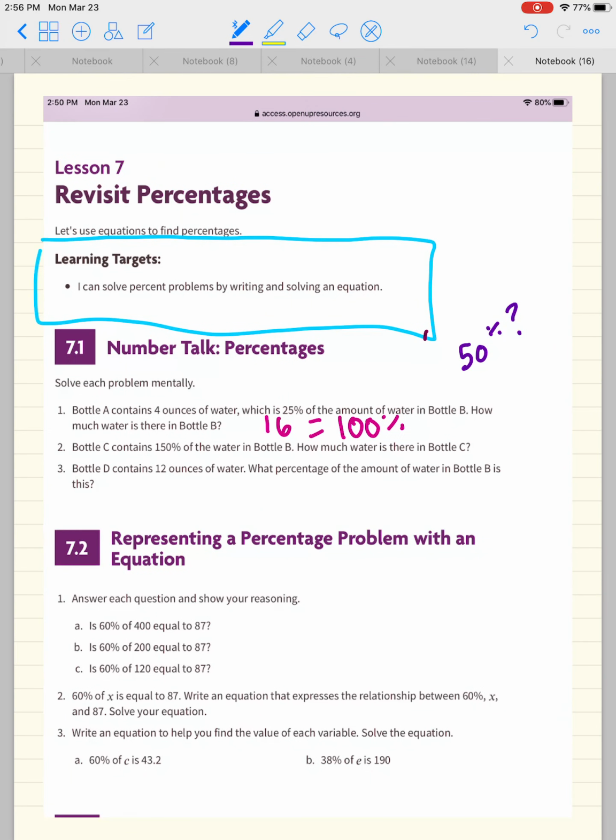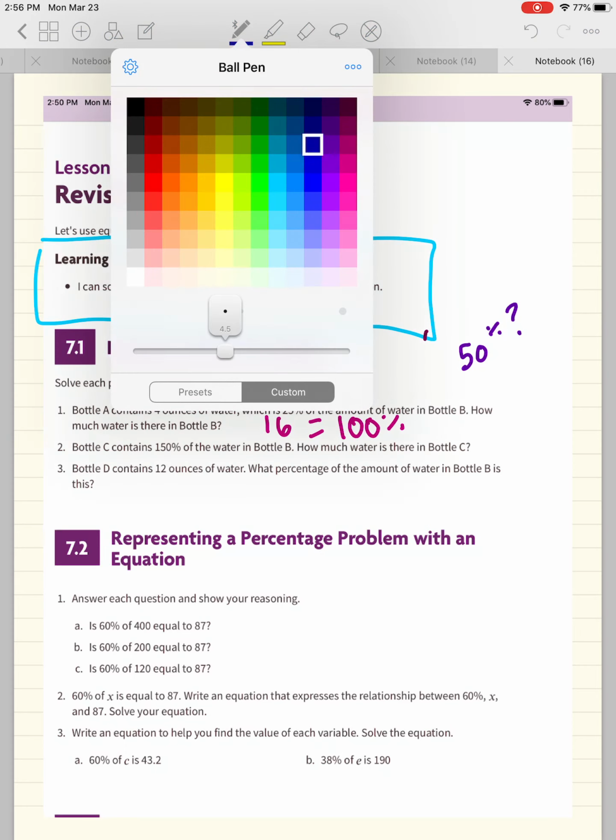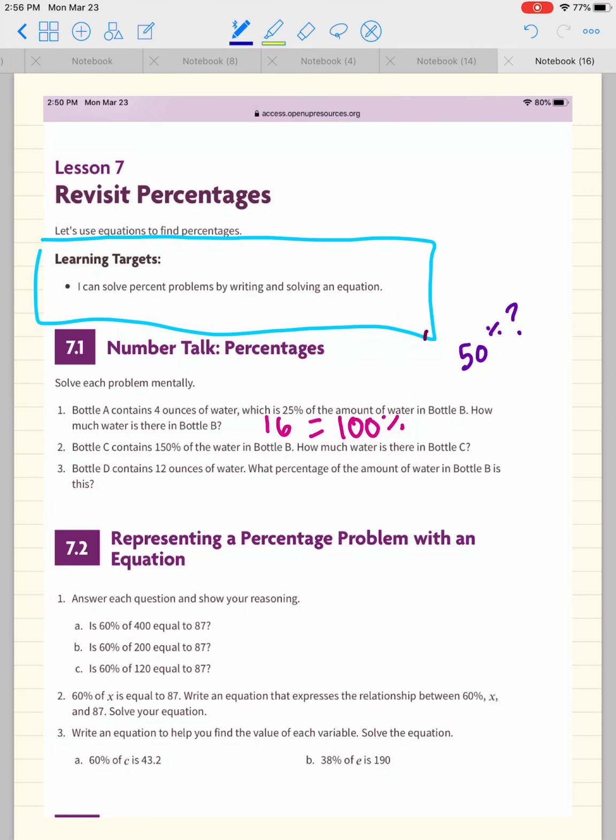So you can look back here to help you, or you can just think about what 50% means, what it's telling you to do. So 50% of bottle B would be 8 ounces. And we know that 100% is 16. And so 150% would just be those added together, which is going to give you a total of 24 ounces.